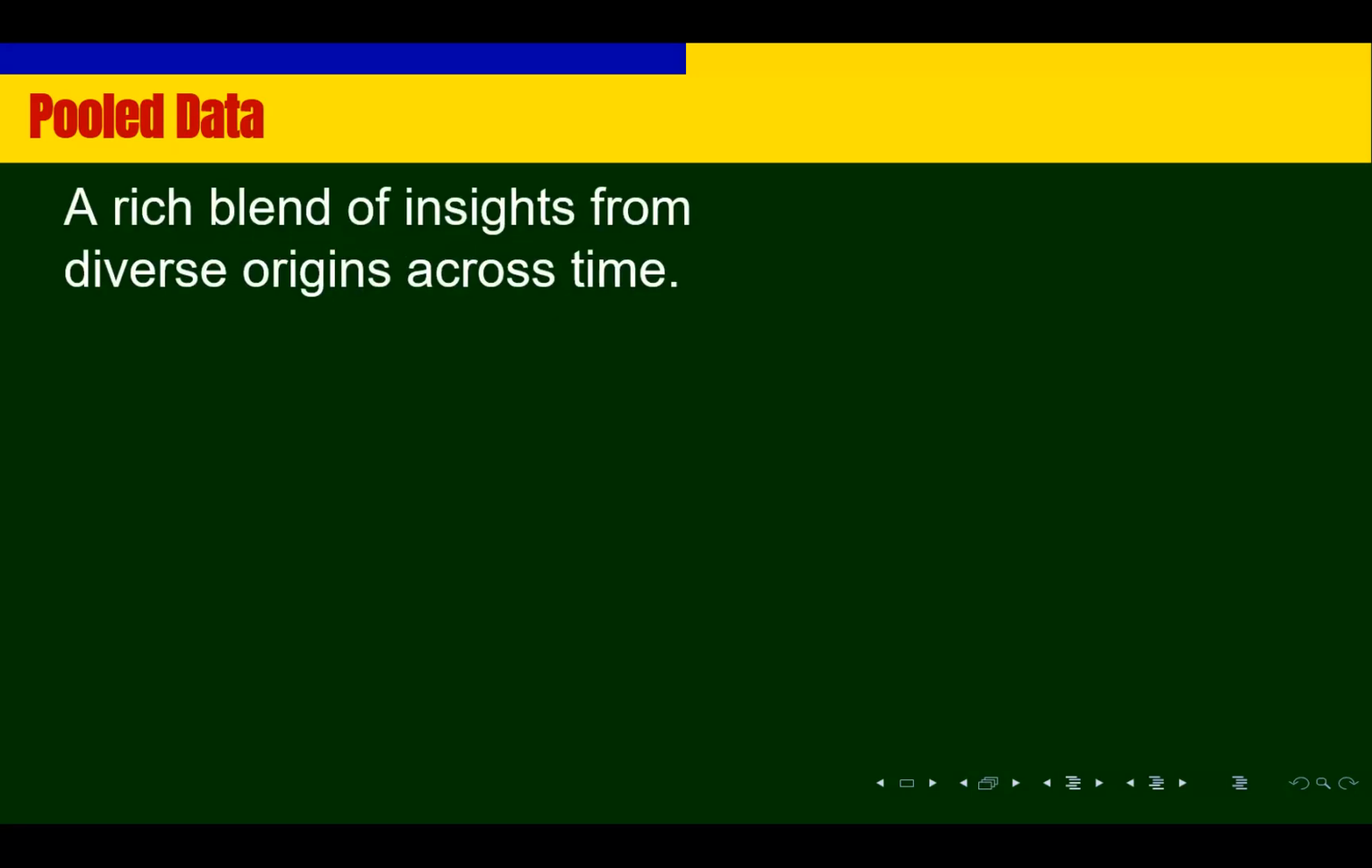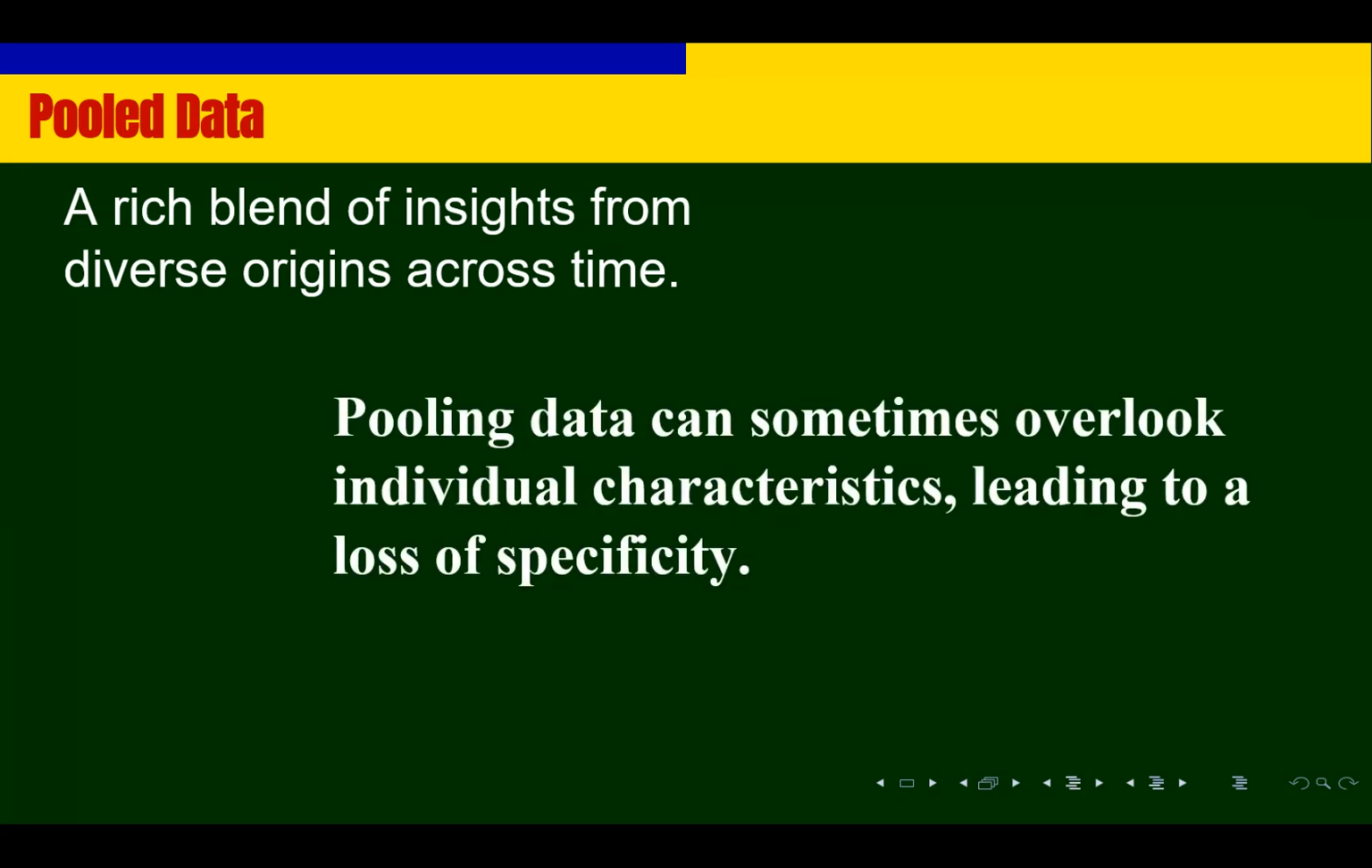Now, let's talk about pooled data. It's like having a buffet of information from various sources. Imagine gathering data on inflation rates from different countries and throwing them into a statistical pot. That mix is what we call pooled data, a rich blend of insights from diverse origins. It offers a broad perspective, utilizing data from diverse origins. However, be cautious. Pooling data can sometimes overlook individual characteristics, leading to a loss of specificity.